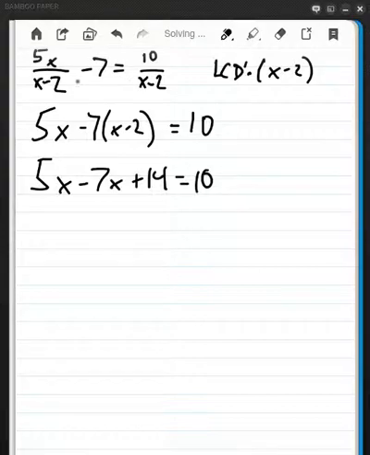Oh, let's go back and make sure we remember that. We went from a rational equation to what's going to end up being a linear equation. We had an initial restriction on x. x cannot equal 2. So let's keep that in mind as we go through the problem.